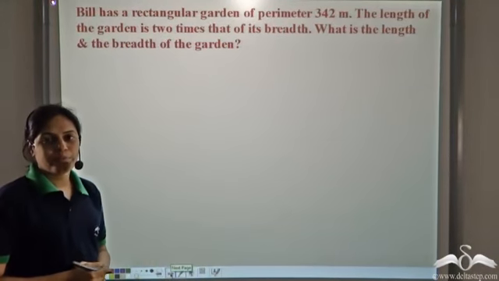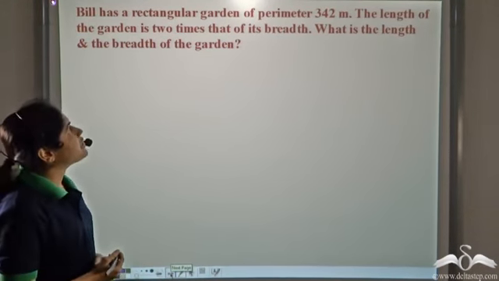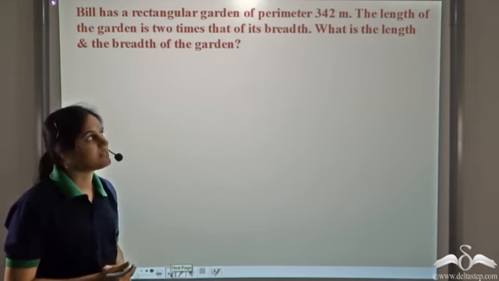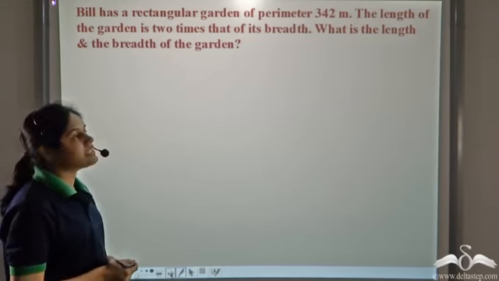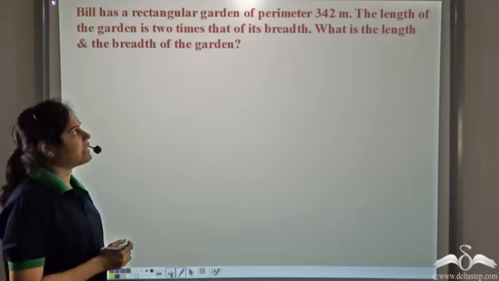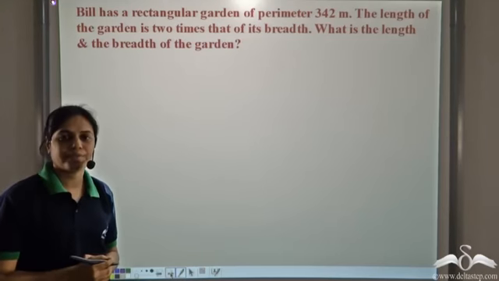Now we have another problem. Bill has a rectangular garden of perimeter 342 meters. The length of the garden is 2 times that of its breadth. What is the length and the breadth of the garden?